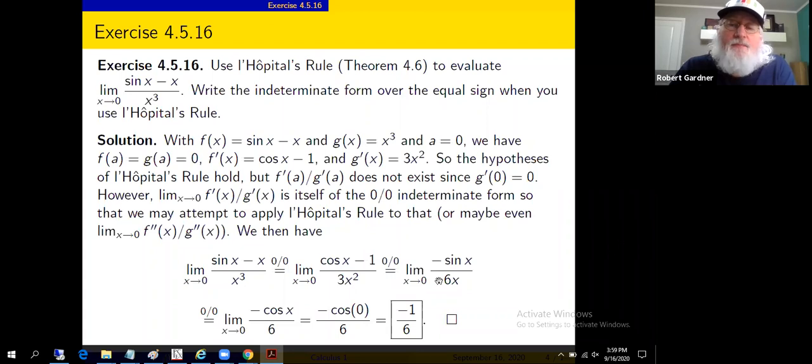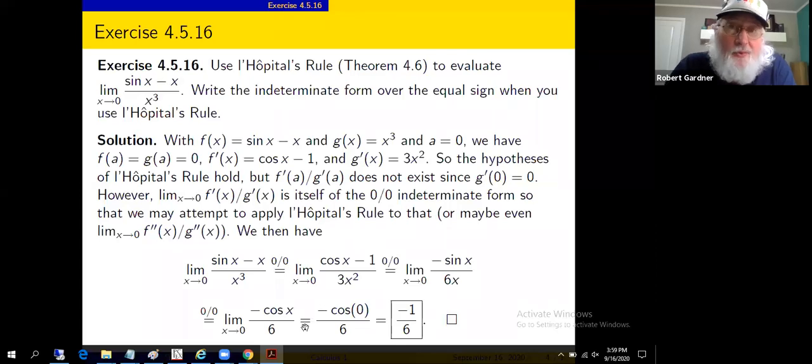Differentiate again. It's just going to go on forever. Well, the numerator is going to start flip-flopping between sines and cosines. The denominator eventually will become a constant if we differentiate it enough. So this has to terminate at some point. Do it again. Derivative of sine is cosine. So we get a numerator here. The derivative of negative sine is negative cosine x. The derivative of 6x is 6.